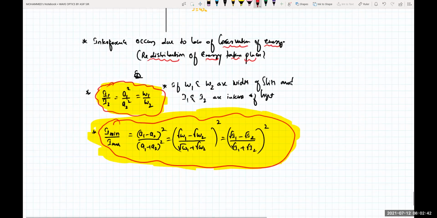Okay, and I max and I minima, I told you that intensity is directly proportional to the width, and A1 and A2 are amplitudes. So I minima by I max is equal to A1 minus A2 by A1 plus A2 whole square. Or in terms of width, that is root of W1 minus root of W2 divided by root of W1 plus root of W2, because intensity is directly proportional to width. Or else I can directly write that as root of I1 minus root of I2 divided by root of I1 plus root of I2. So these are some of the standard formulas you need to remember.